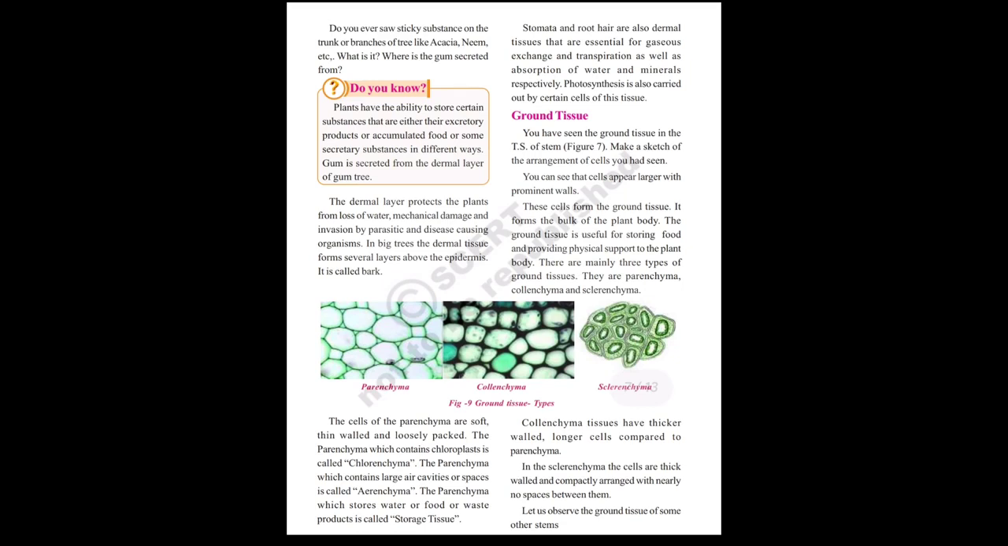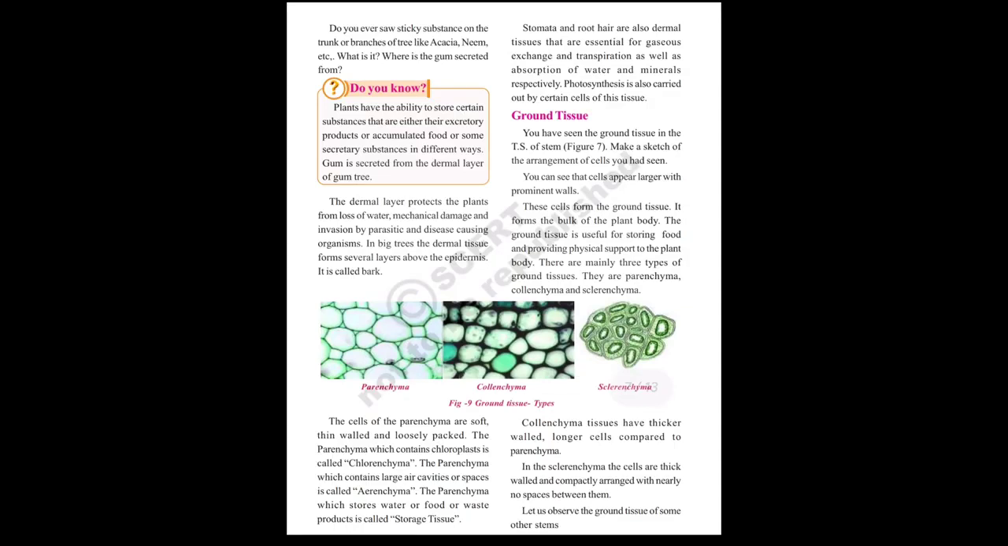The parenchyma which contains chloroplast is called collenchyma. The second one is collenchyma. What is special here? The parenchyma which contains some kind of chloroplast is called collenchyma. And the third one is the parenchyma which contains larger air cavities. The parenchyma which contains larger air cavities is called aerenchyma. The parenchyma which stores water or food or waste material is called storage tissue.